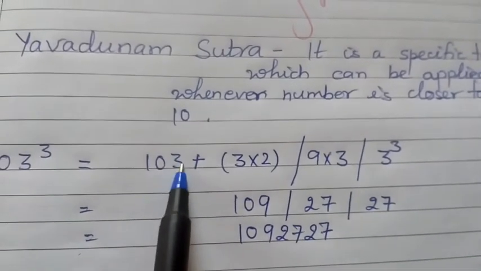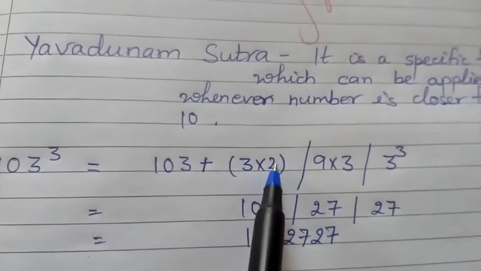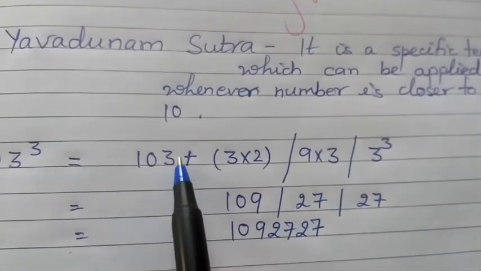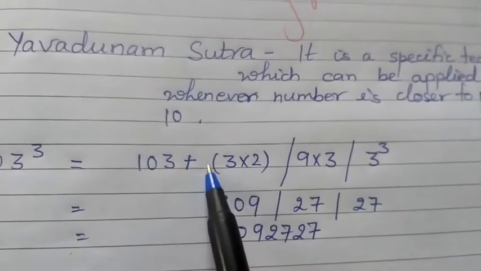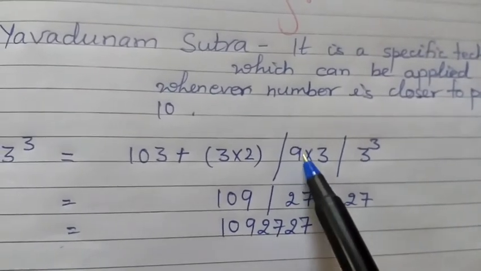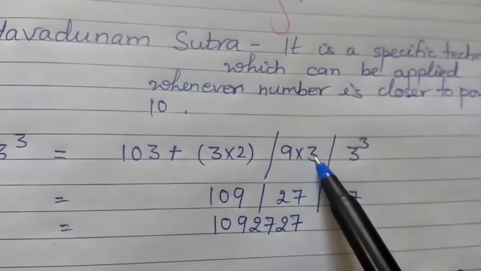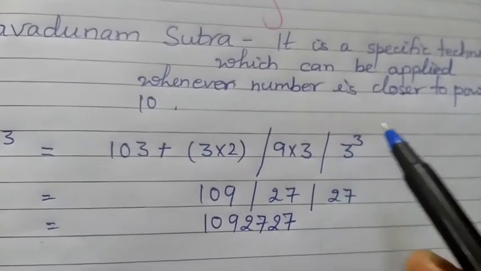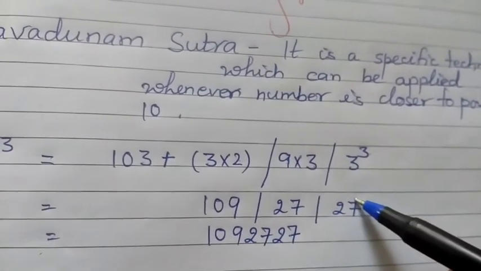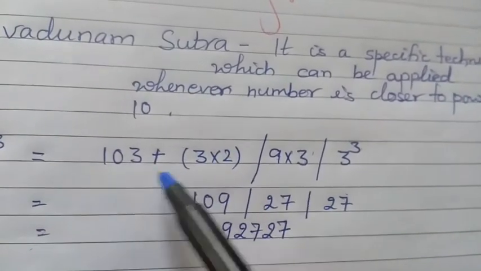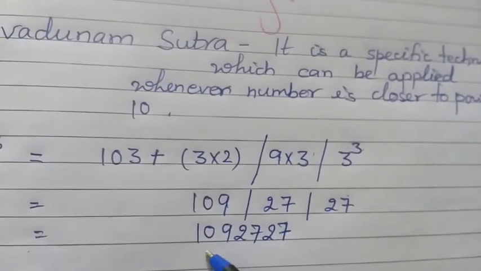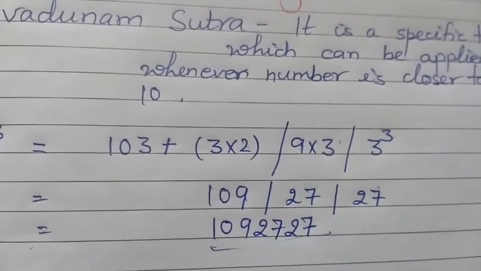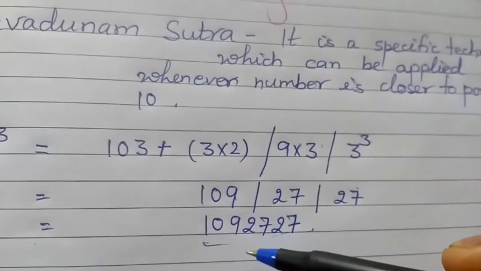103 is 3 more than 100. It means 103 plus 3 into 2, multiplied by 2. So 3 plus 6, 9. Right here 9, and with how much more? 3. 9 into 3 is 27. And the last part is 3 cube. The cube of 3 is 27. So 27, 27, 109. Right here in a line, this is the cube of 103.